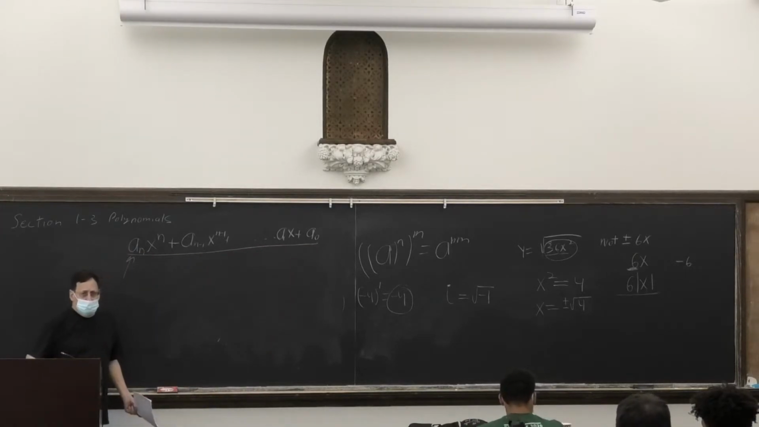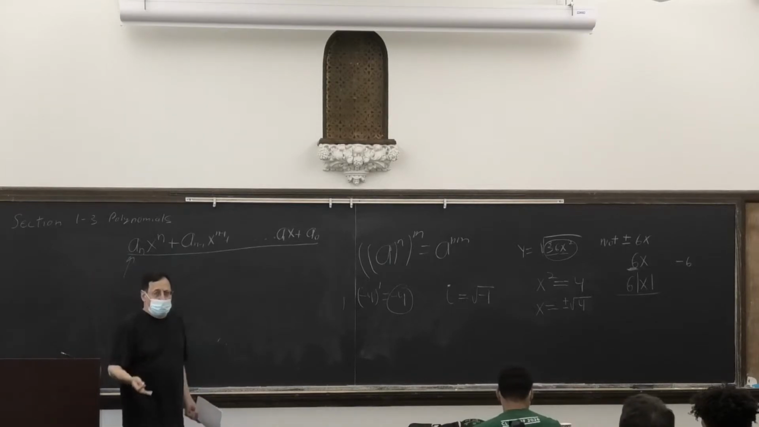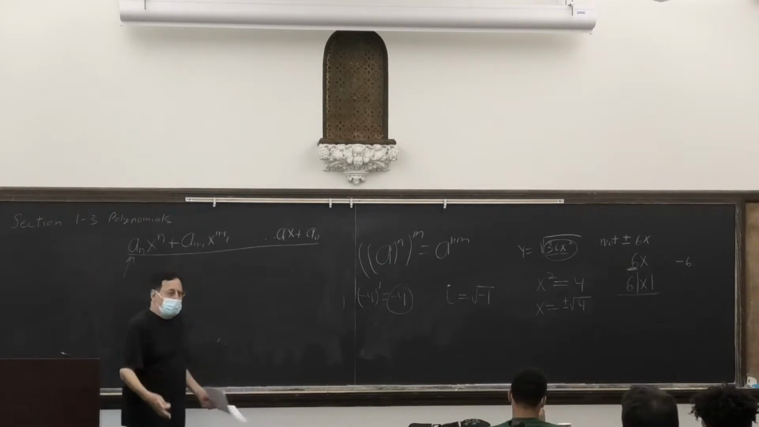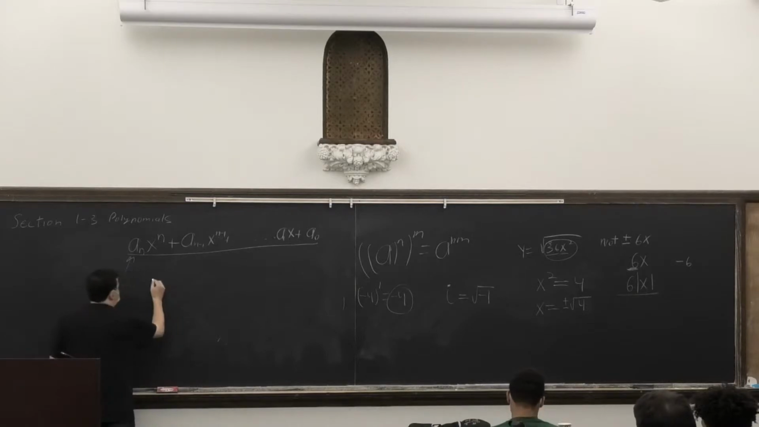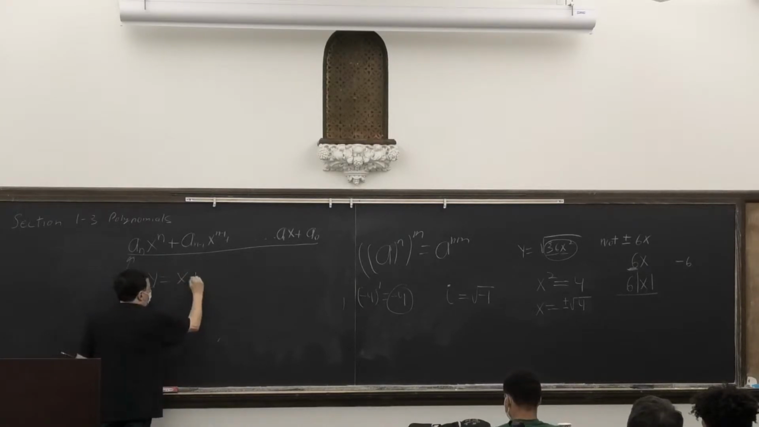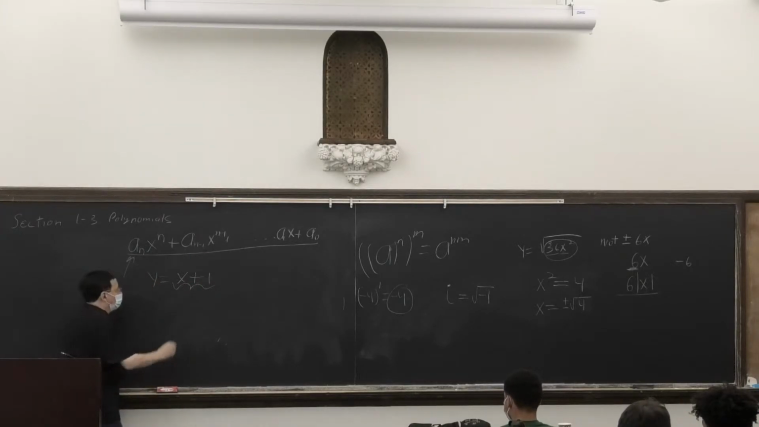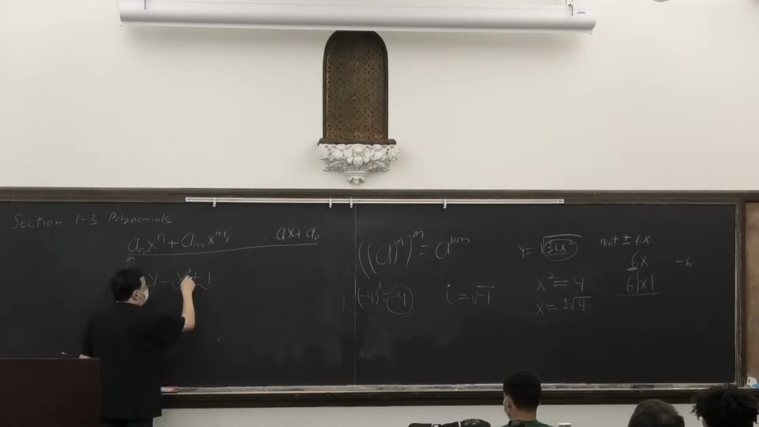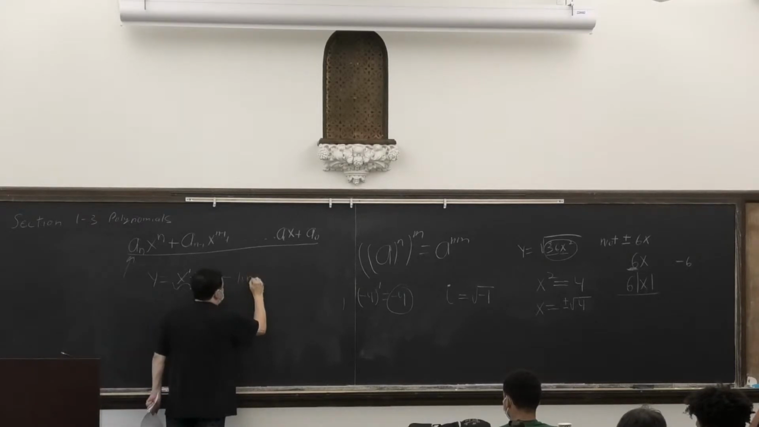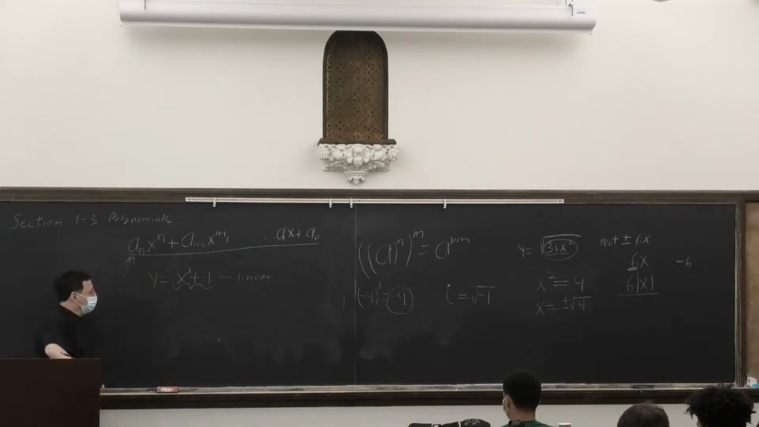You've already learned about polynomials to some degree back in high school. y equals x plus 1 is a polynomial. It's a very simple one. Since the exponent here is 1, this is degree 1. We even give this a special name, a linear term.